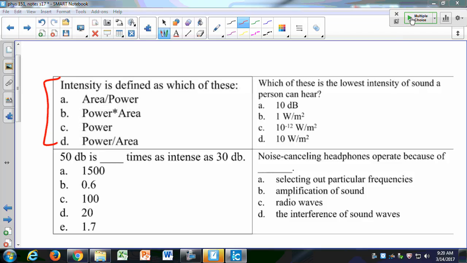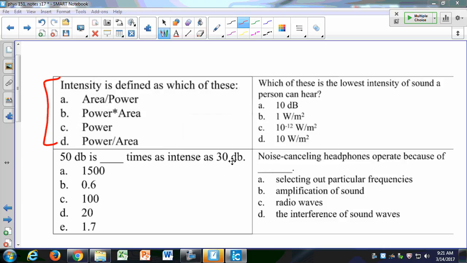Well, let's try this one on the right. Which of these is the lowest intensity of sound a person can hear? All right, we'll stop at 28. Okay, good. C is right. 10 to the minus 12. That's your threshold for hearing.